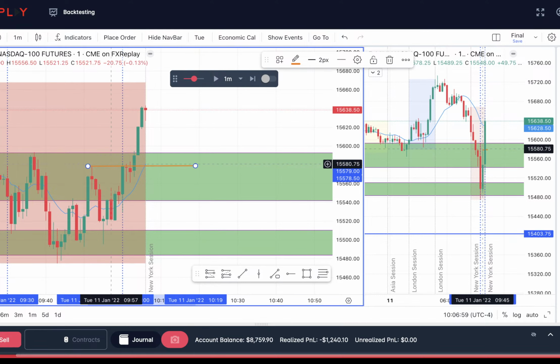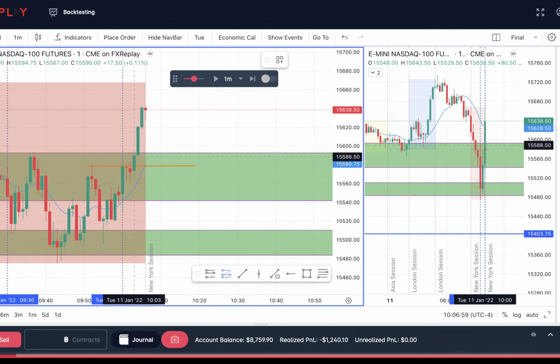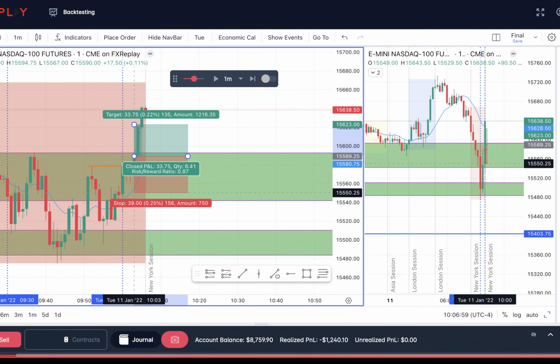All right, market structure shift, fair value gap, tapped into it right here. If that's the entry you wanted, obviously I get in after the market structure shift, so my entry's a little late. I could do a stop loss below this low.